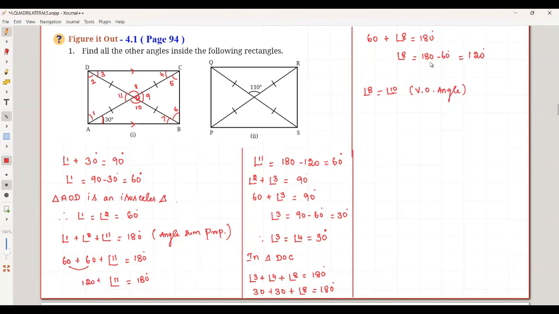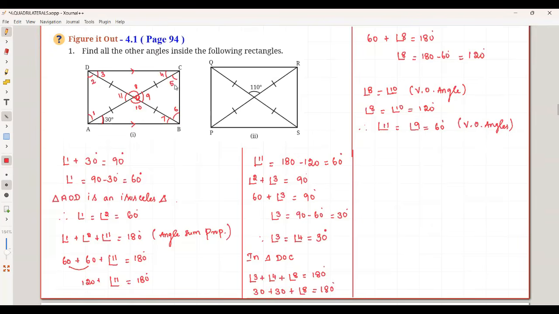That means angle 8 is how much? 120. Therefore, angle 10 will also be 120. Angle 8 is equal to angle 10, which is equal to 120 degrees. The same way, 11 and 9 are equal. Therefore, angle 11 is equal to angle 9, and we already got it: 60 degrees. This also is vertically opposite angles.